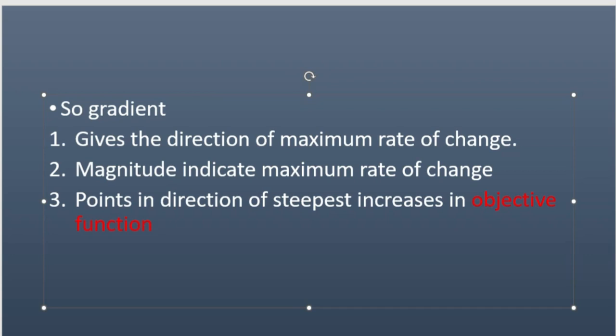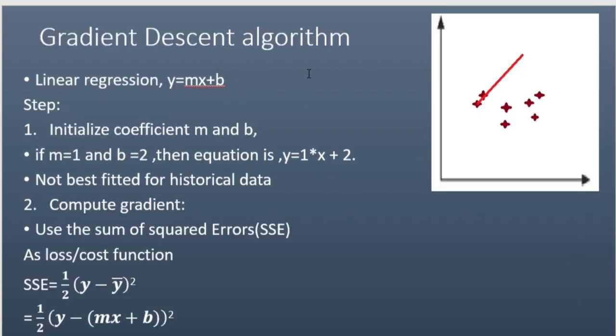Now I'll go and see the algorithm. So gradient descent algorithm for linear regression. So linear regression, you know the equation is y = mx + b because the hypothesis is always a straight line. So initialize the coefficient of m and b. See, when we are starting, we are taking a random value of m and b. We take m = 1, b = 2. And then the equation is y = 1·x + 2.